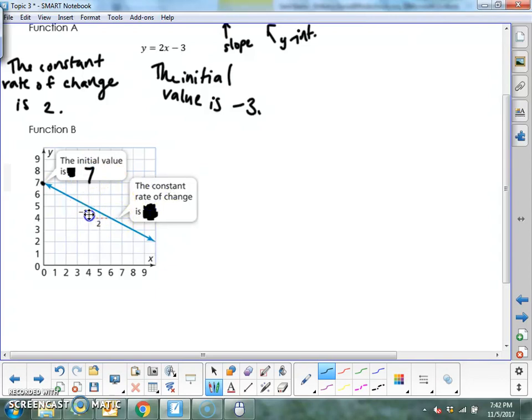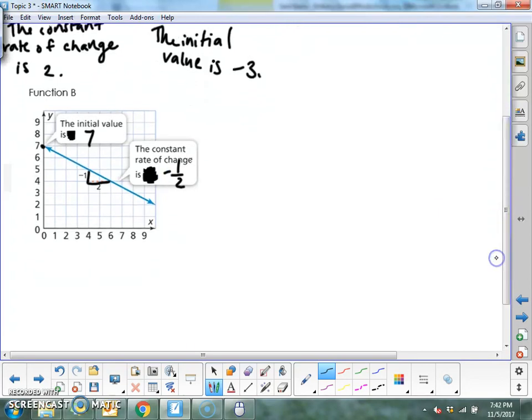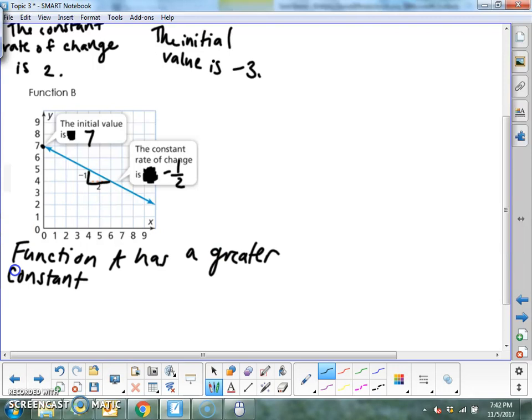And then looking at my slope, it went down 1 over 2, so my constant rate of change is going to be -1/2. So if I were to compare these two, I would say that function A has a greater rate of change. But function B has a greater initial value.